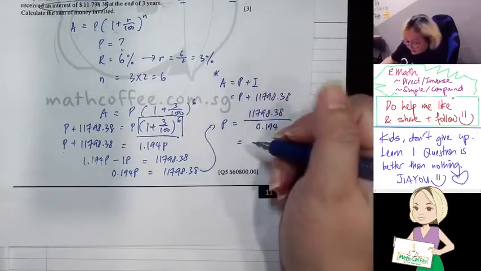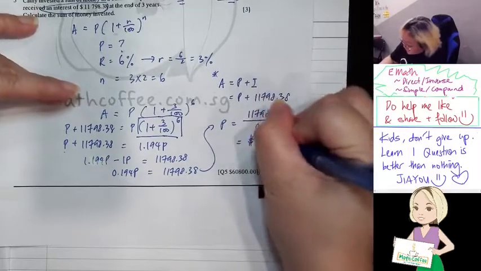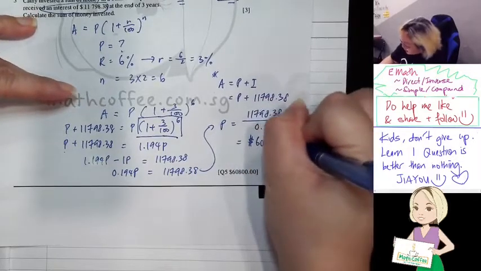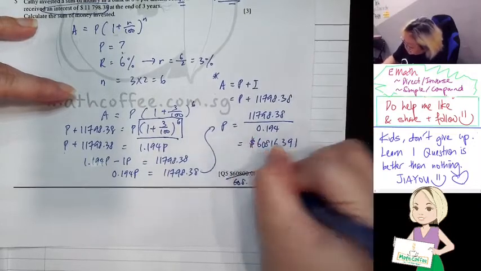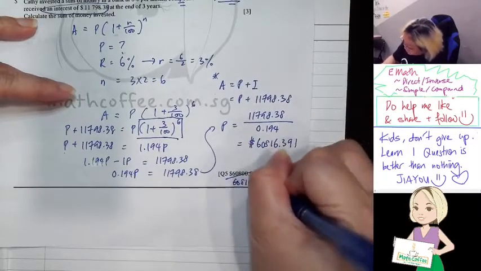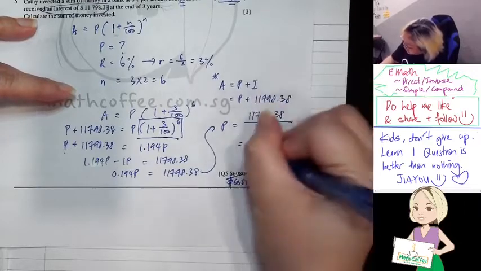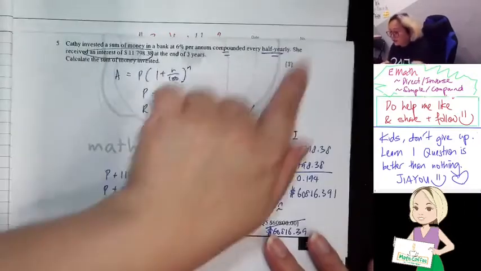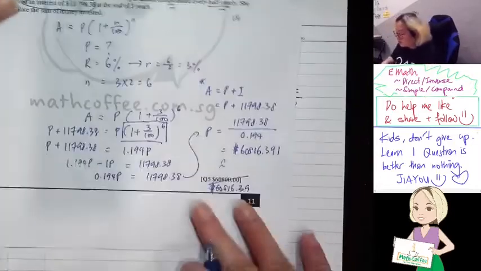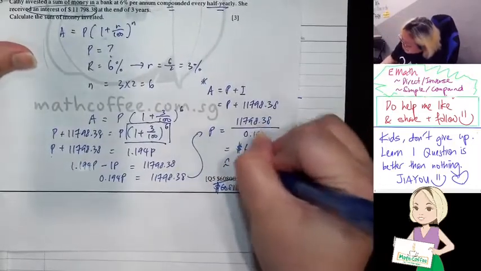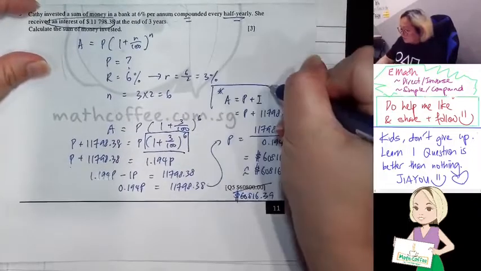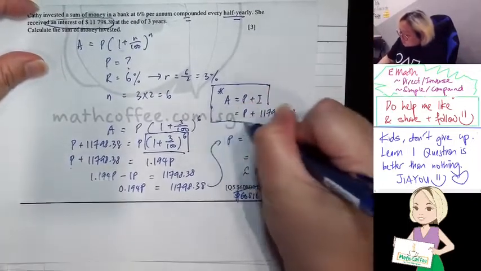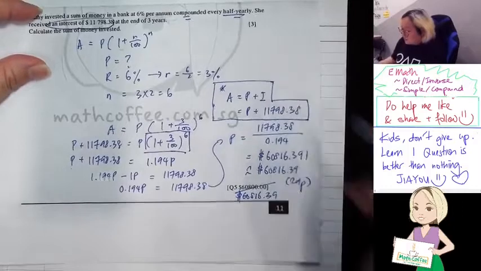And with this, I can find that my principal amount is 60816.391. Okay, this answer is not correct. This answer is 60816.39. So by default, because this question never asked me to round off to the nearest dollar, by default it's 2 dp. That's why the answer should be 60816.39, 2 dp. Okay kids, for this question, the trick is to change the A to become P plus I.